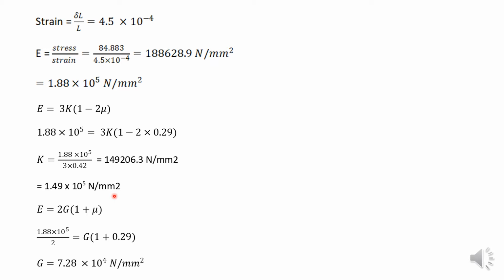For that we have the relationship E is equal to 2G into (1 plus mu), where E is the Young's modulus, G is the shear modulus and mu is the Poisson's ratio. Just apply all these values and find out the value of shear modulus G as 7.28 into 10 raised to 4 Newton per mm square.